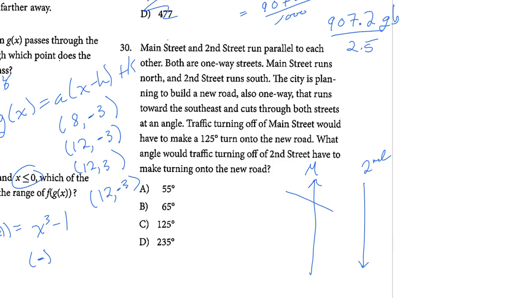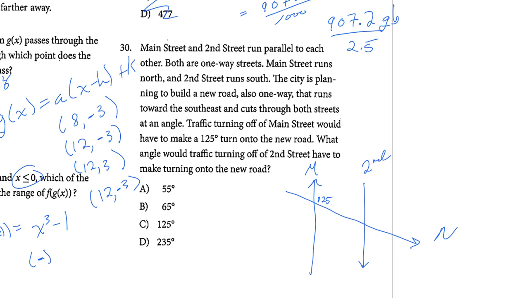So it's going to be somewhere in here, right? So I'm just going to call that N, my new road. And it cuts through both at an angle, right? So just cross them. So it's parallel lines cut by a transversal. Traffic turning off of Main Street would have to make a 125-degree turn. So if I think about Main Street here, if I'm making a 125-degree turn, that means that this value here is 125 because I'm turning onto that street.